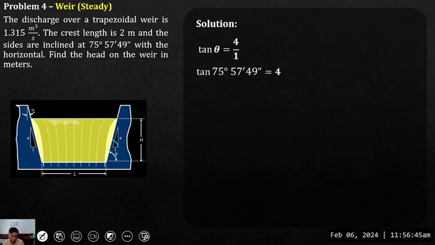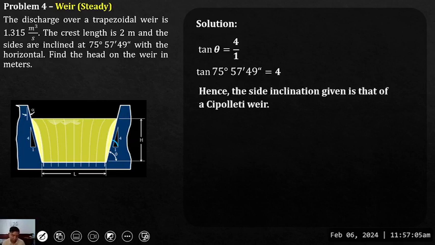Okay. Now, if we're also going to compute the tangent ng given angle that is with respect to the horizontal, that's 75, 57, 49, yung value po niyan is pareho lang. Ibig sabihin po na Cipolletti na formula yung gagamitin natin dito. No? So hence the given inclination is that of a Cipolletti weir.